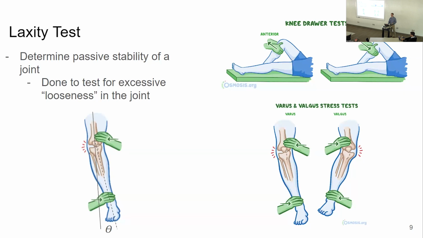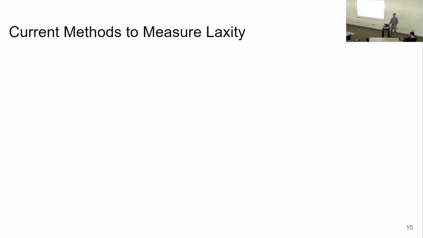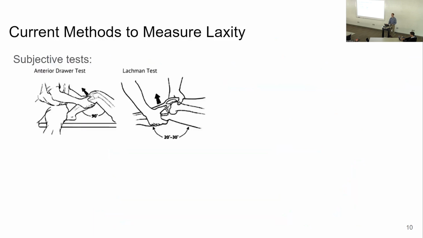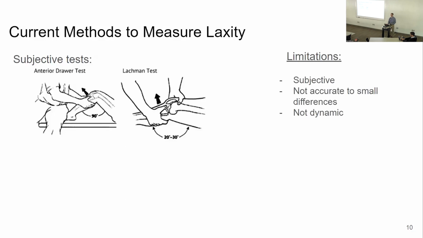So those are the four main ones that I'll be talking about in testing today, just to provide some background. Current methods that groups use in the clinical setting to measure laxity are subjective. The doctor has done it many times, so they can do it by hand, and this works when you have a big difference between things or between movements. Like if you have an ACL or if you don't have an ACL, usually they can tell those. But there are definitely limitations in the subjectiveness of this: they're not accurate to small differences.